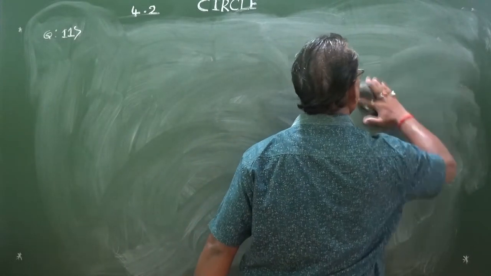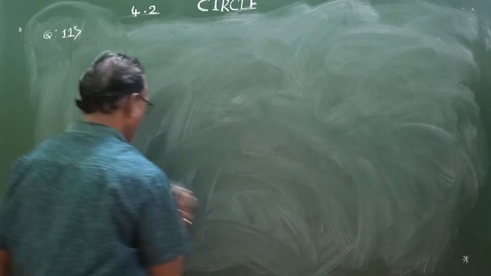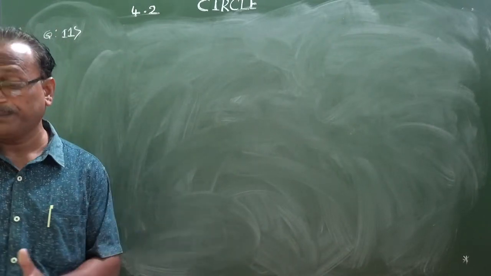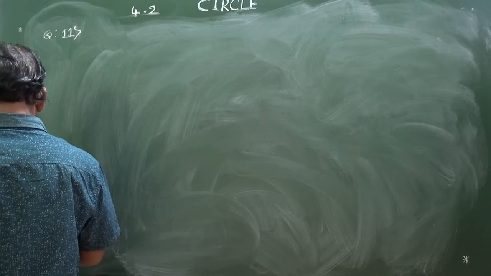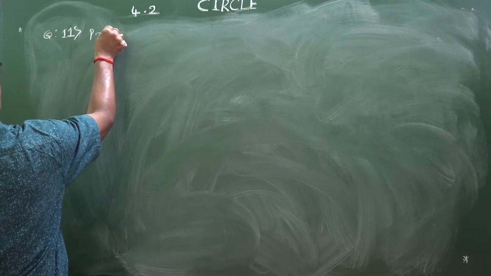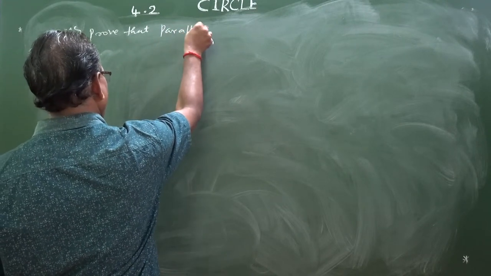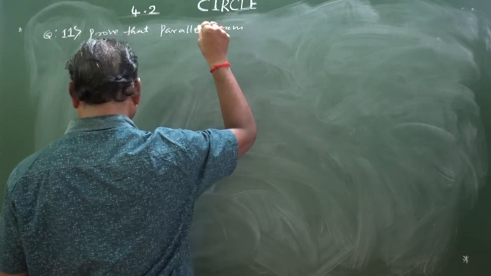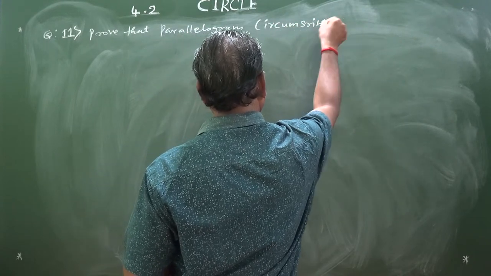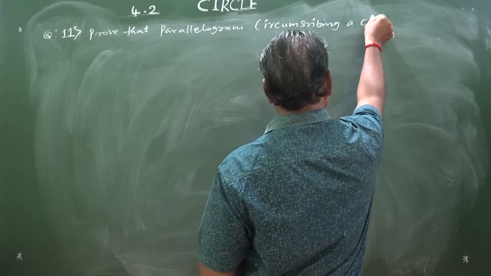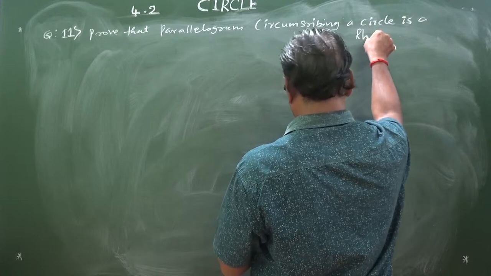So, we have to write question number 11. Question number 11 is: prove that the parallelogram circumscribing a circle is a rhombus.